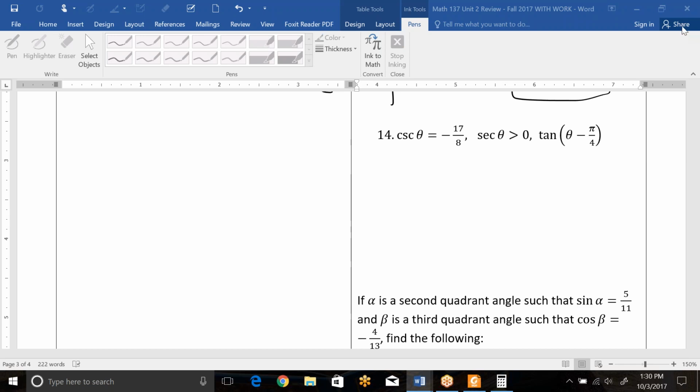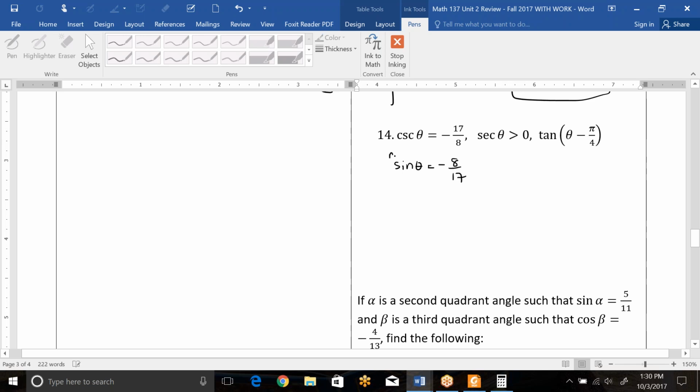All right, so let's look at this next one. Number 14 is cosecant is negative 17 over 8. You might want to rewrite that as sine of theta is negative 8 over 17. That's usually more useful. So sine is negative. Secant, which is really in the cosine family, is positive. And then they want us to do the tangent formula. So let's figure out where our theta is. We need a place where sine is negative but cosine is positive. Sine is negative down here in both of these, but cosine is positive in quadrant 4.